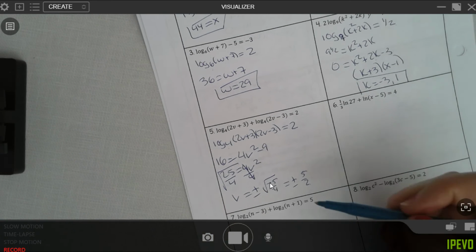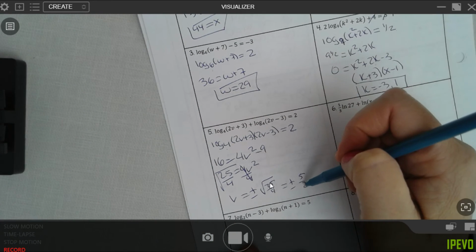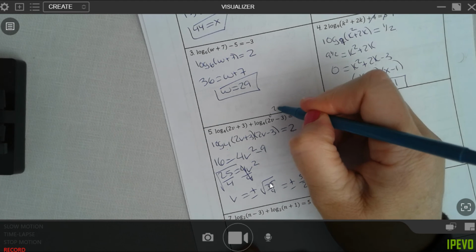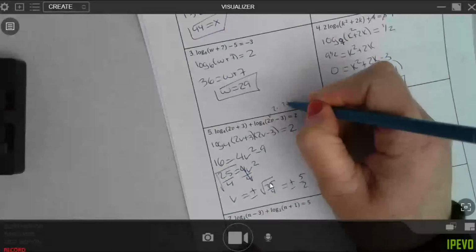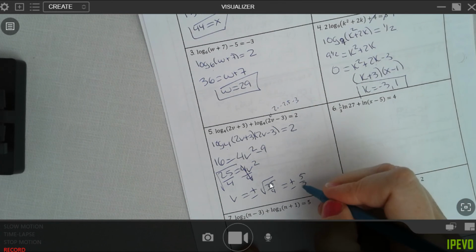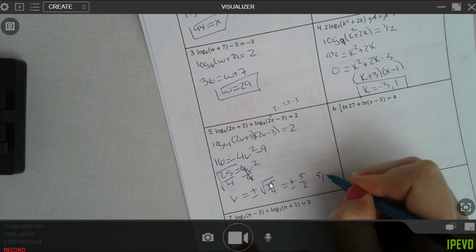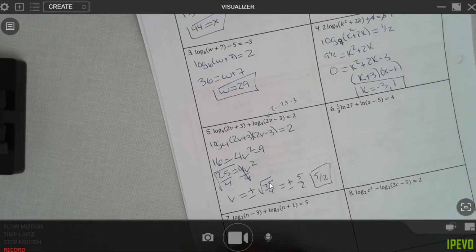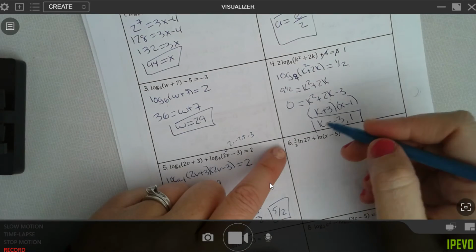I need to go back and check. So if I plug in a -2.5 right here, that'd be 2 times -2.5 minus 3. That's going to stay negative. So really, only 5/2 works in that problem. Let's see, I'm going to put this back up here.